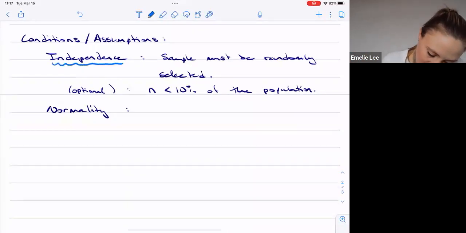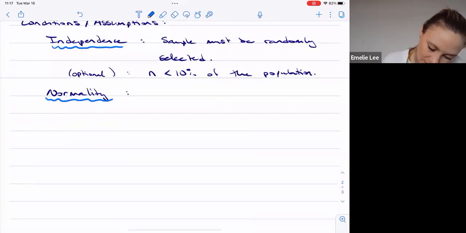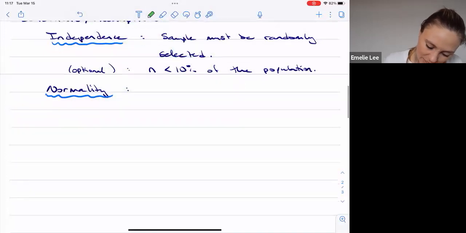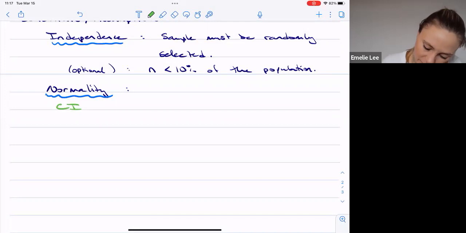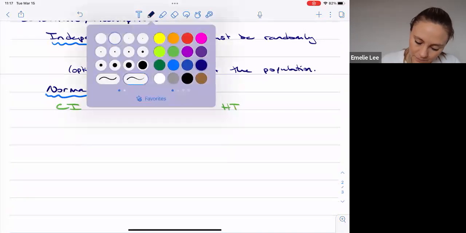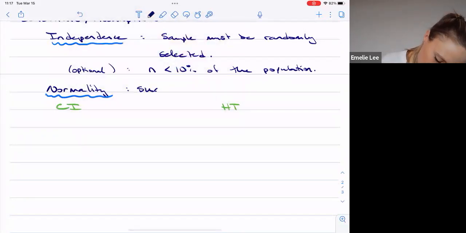So independence and then normality. Now normality breaks up into two parts. If I'm doing a confidence interval versus a hypothesis test. In either case, we call it the success failure condition.